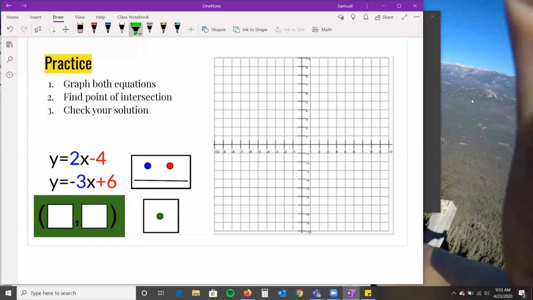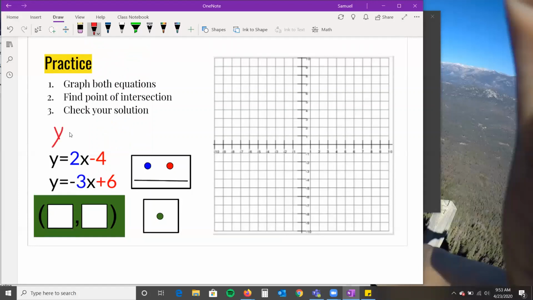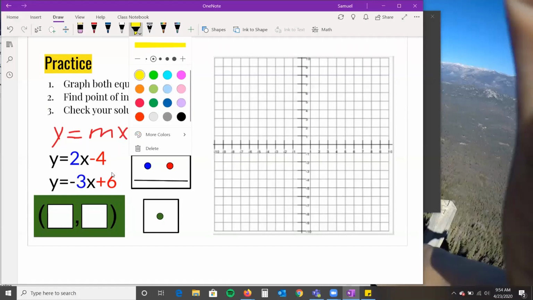Once again, I want you to work ahead. See if you can graph it and find your intersection. Remember that if it's slope-intercept form, it's going to be y equals mx plus b, where m is your slope and b is your y-intercept. Okay, go ahead and get started and give that a whack.